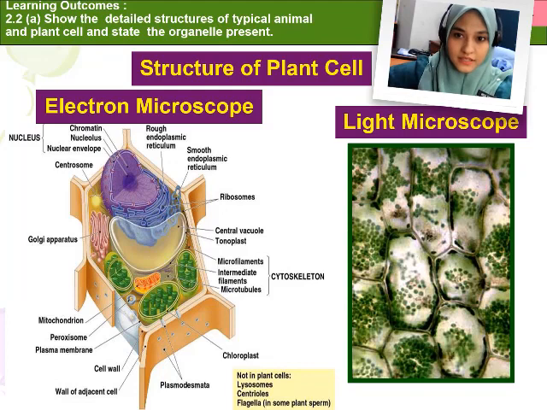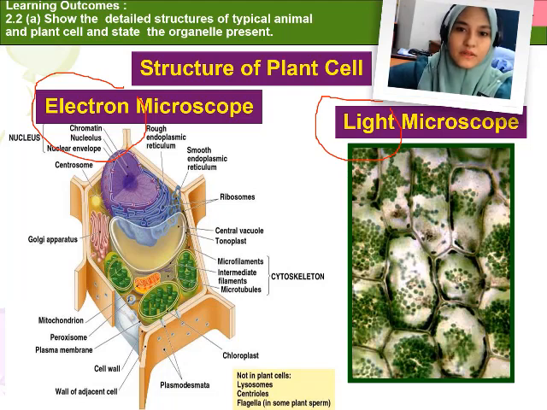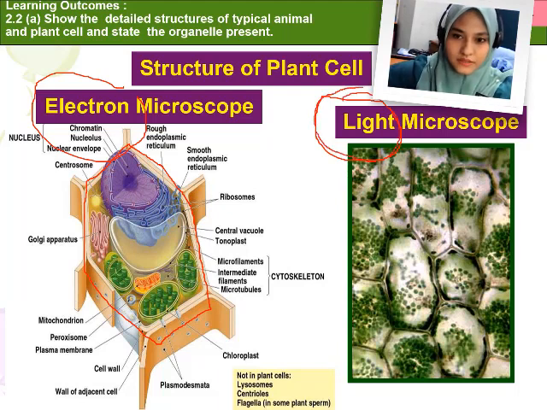While for this slide, it shows the structure of a plant cell under both electron microscope and light microscope. In plant cells, a structure that can be clearly seen under electron microscope is the cell wall. So this is the one that differs a plant cell from an animal cell. Other structures that can be seen under electron microscope are plasma membrane, cytoplasm, nucleus, vacuole, and also chloroplast. But under light microscope, you can only see a few organelles such as chloroplast and cell wall.